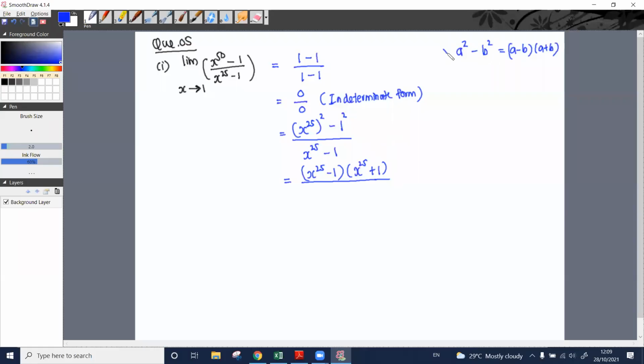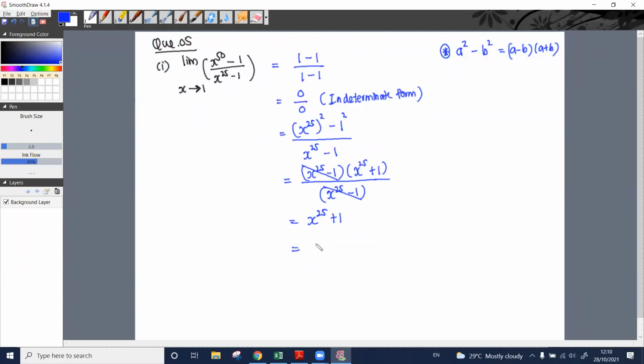We used this principle, the difference between squares. We made the numerator a difference of two squares, and then we can factorize it this way. That is what we have done here, over x to the power 25 minus 1. Now see, we can cancel this with this and we will remain with x to the power 25 plus 1.